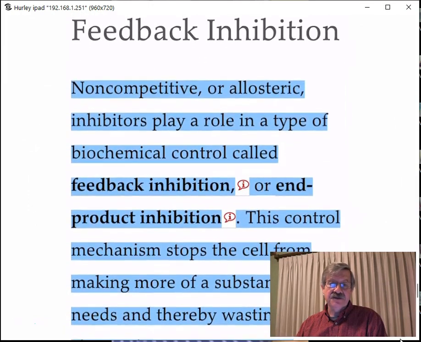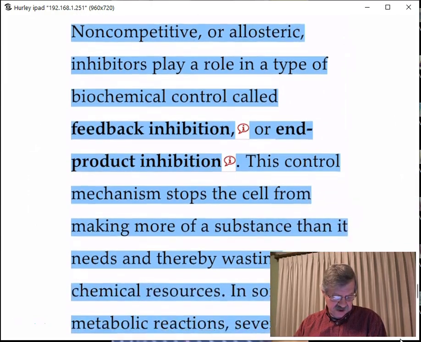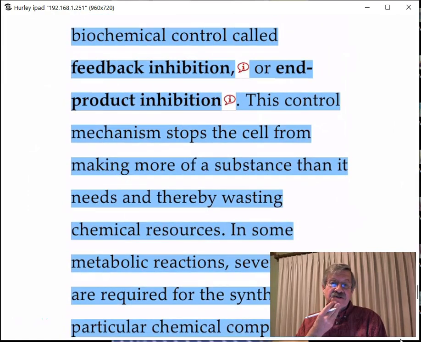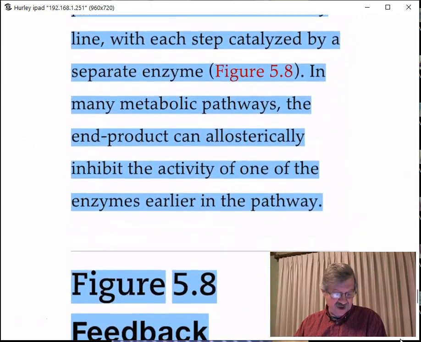Feedback inhibition. Okay, now then, feedback inhibition. This is a really neat system. Notice what it says. Non-competitive or allosteric inhibitors play a role in a type of biochemical control called feedback inhibition or end product inhibition. So let's just go on down here, and what this does, this keeps a cell from making more of a substance than is needed, kind of acts as an on-off switch. So let's go down to the diagram right here.